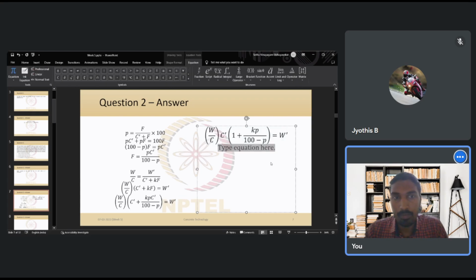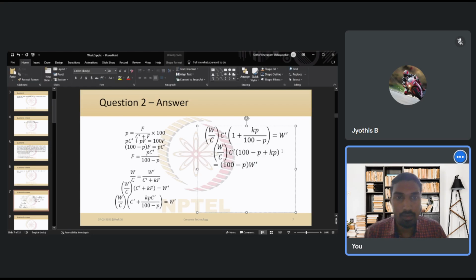Okay, next if we just write W by C times C prime, so into, I'm just going to take 100 minus P, multiply 1 by 100 minus P and divide by 100 minus P, so then we'll get 100 minus P plus Kp, and then taking the denominator to the right hand side, it will become 100 minus P times W prime. Right, so we are almost done.